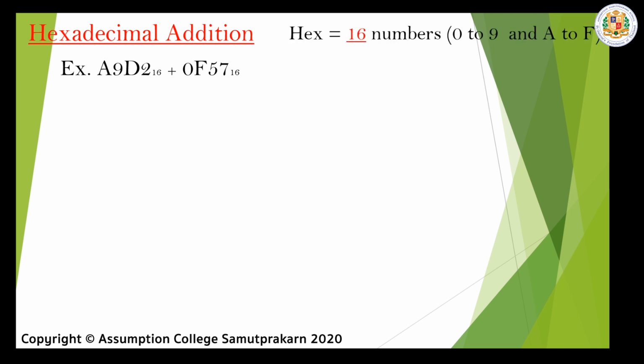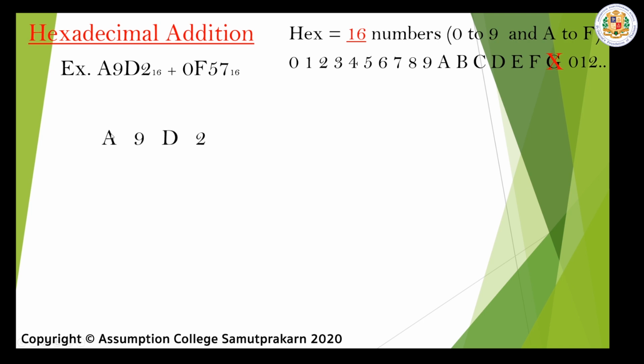Hexadecimal is equal to 16 numbers. We have 0 to 9 and A to F. So we have these numbers and letters. Do we have G? No. So it ends at F. After F, it restarts counting from 0, 1, 2, 3, and so on and so forth. So the last letter in hexadecimal is F.